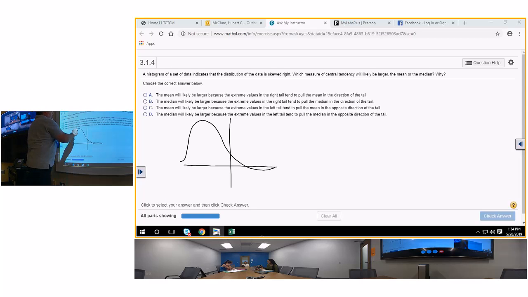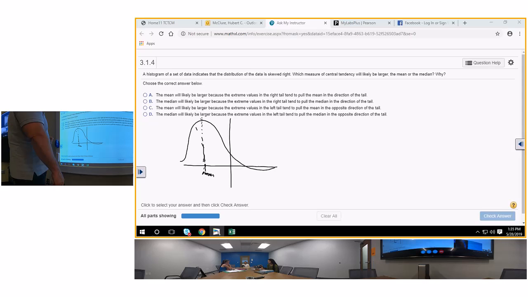So this is usually your what? Your mean right here. And usually the mean and the median are supposed to be close together. But that's going to be your mean right there, but that's going to be way to the left. But I don't know what they're asking. Which measure of central tendency will be larger, the mean or the median?